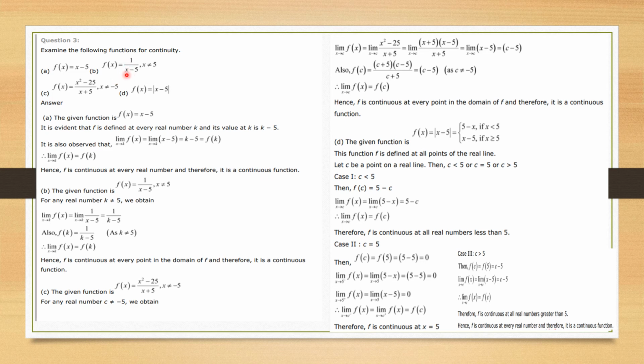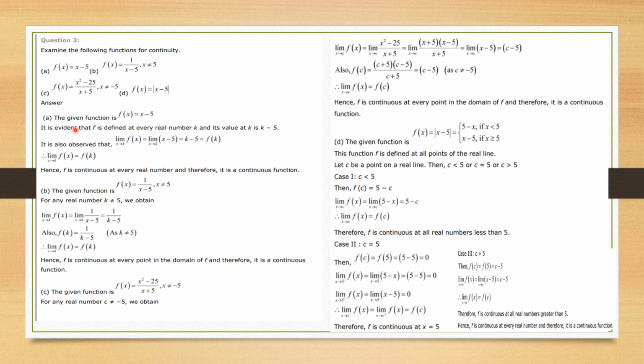Now for the next function, it is not defined for x = 5, so it exists when x is not equal to 5. Now again I'm checking it for a real number k not equal to 5. So the limit as x approaches k of f(x) is 1/(k - 5). And also, what is f(k)? It is 1/(k - 5). So this is equal to this, hence it is continuous at every point in the domain of f, and therefore the function is a continuous function.